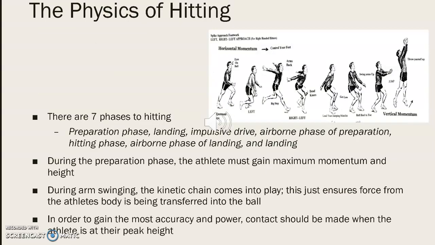The physics of hitting. There are 7 phases to hitting: the preparation phase, landing, impulsive drive, airborne phase of preparation, hitting phase, airborne phase of landing, and landing. During the preparation phase, the athlete must gain maximum momentum and height. During arm swinging, the kinetic chain comes into play. This just ensures force from the athlete's body is being transferred into the ball. In order to gain the most accuracy and power, contact should be made when the athlete is at their peak height.